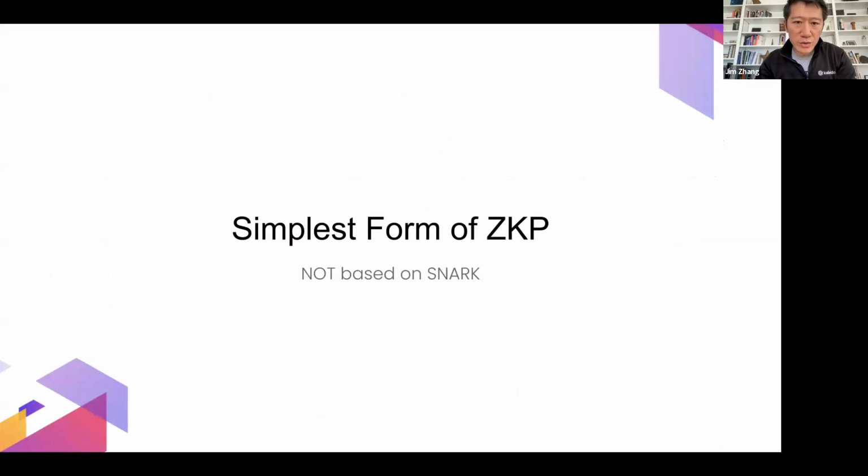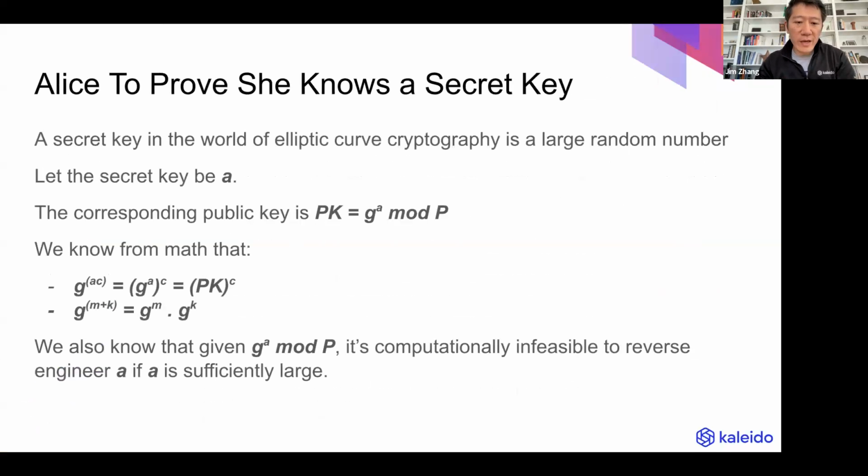So let's start getting to some real constructions. First, we're going to look at a simple form of zero-knowledge proof, and this is not based on SNARK. In fact, if you are somewhat familiar with public key algorithms, you know there's a public key that is cryptographically tied to the private key. And the process to demonstrate the possession of the private key is in fact a zero-knowledge proof. And this is how it goes.